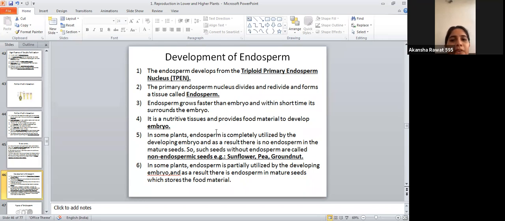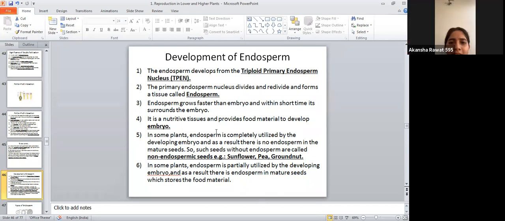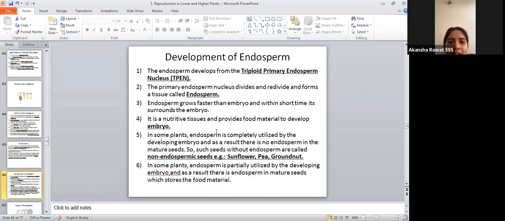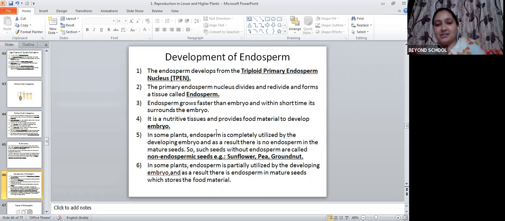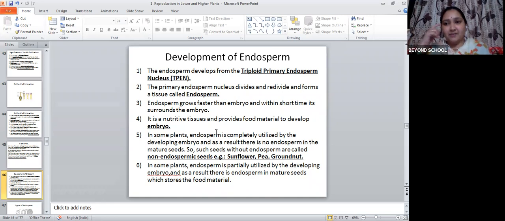See, what we said: in some plants the endosperm is partially utilized. Partially means a little bit has been used and a little bit is still remaining. Half of the part is used, half of the part is still remaining. That means that seed has played a brave role.